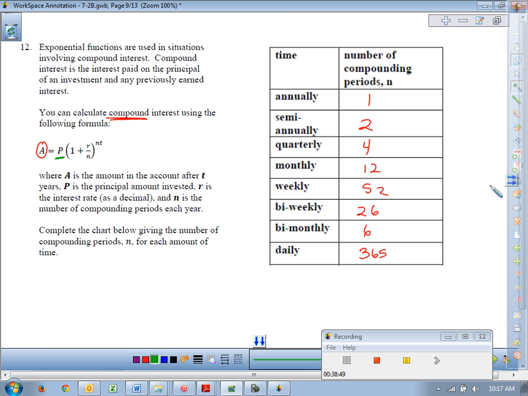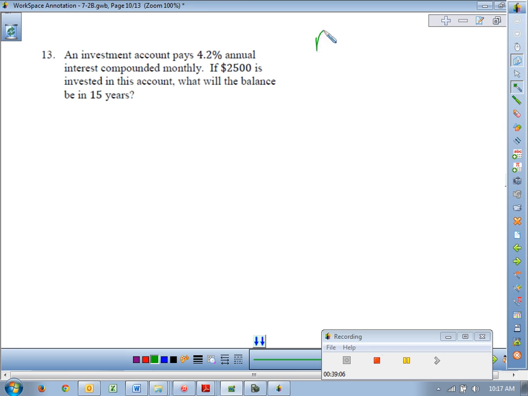Cool? So let me write that up here again. A equals P times 1 plus R over N, to the N times T power. You're going to need to get that formula memorized. Okay? Let's go to the next page where we got some problems like that. Write it up at the top.